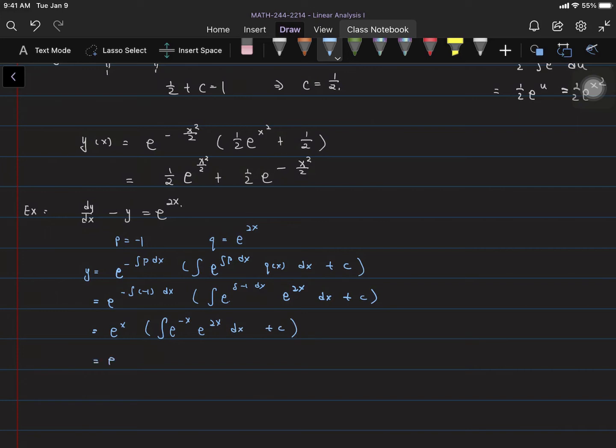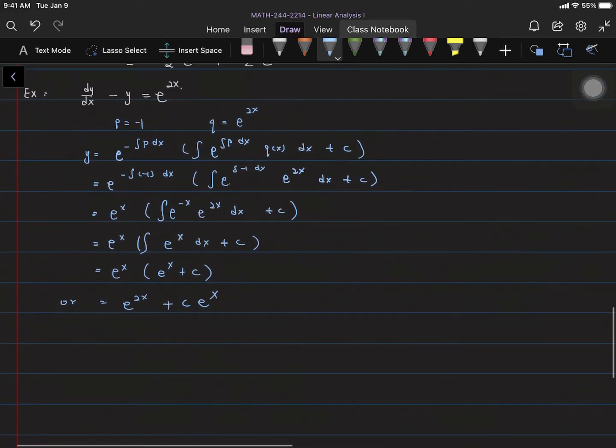And this is a pretty easy one, so e to the x dx plus c. And after we simply integrate this one, the integral of e to the x is also e to the x. It's just e to the x plus c. So the final answer should be just this one, either e to the 2x plus c e to the x, either way. Okay, that's the solution.